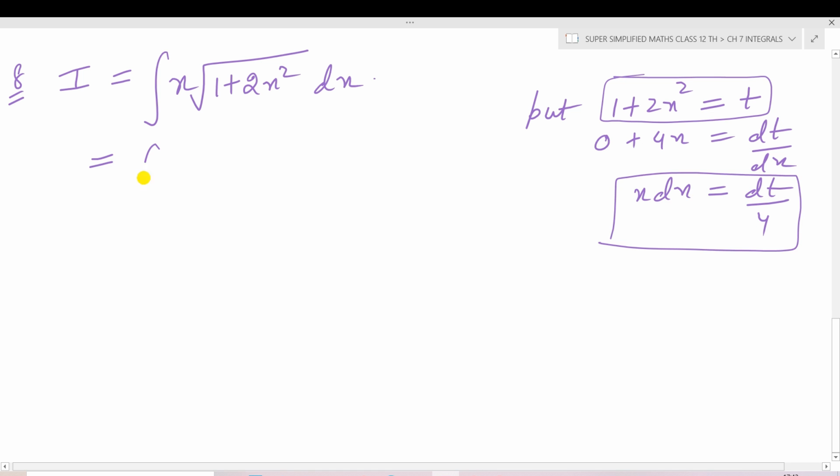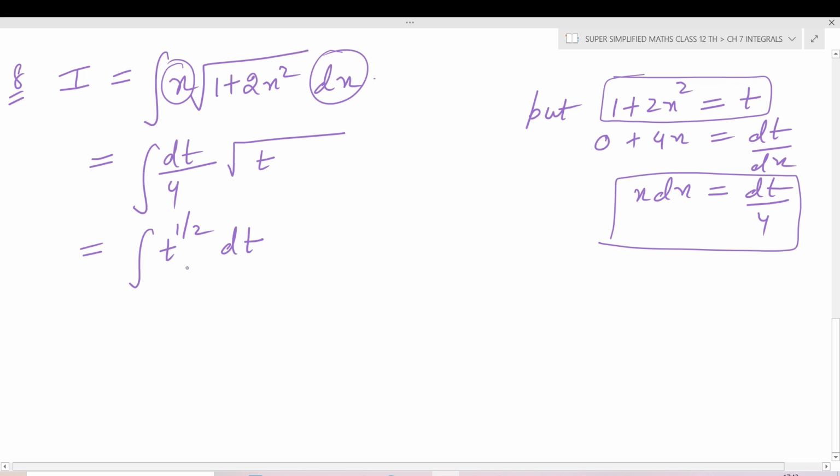So this given integral I becomes, now you have seen here x into dx becomes dt by 4, and root of 1 plus 2x square you have already substituted as t. Now we write it back in some different simplified manner. Root t can be written as t raised to the power 1 by 2 dt. And you know students that constants in the integrations can be taken common outside the integral sign. So I can take this 1 by 4 outside the integral sign.